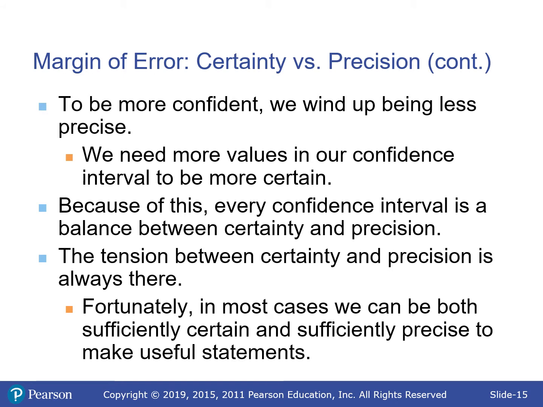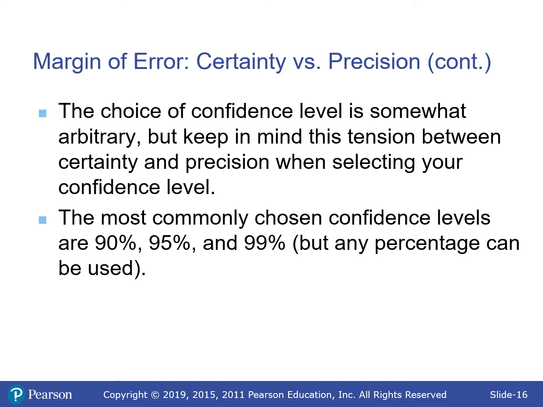But we can do both. That 95% confidence level is generally pretty confident with a decent precision. It's a good balance for most things. But we do use more. Sometimes we'll use 90, sometimes we'll use 99. 95 is just kind of the industry standard. It's the most common.